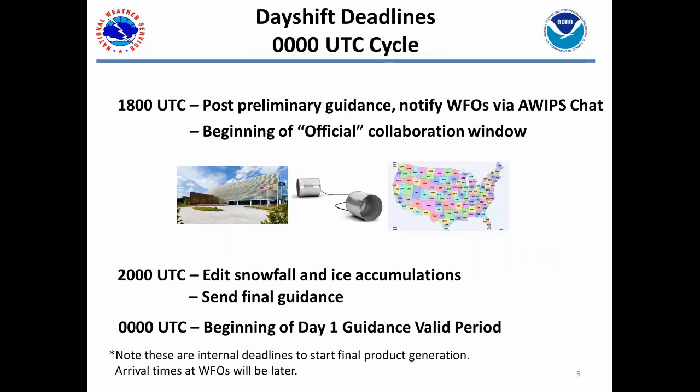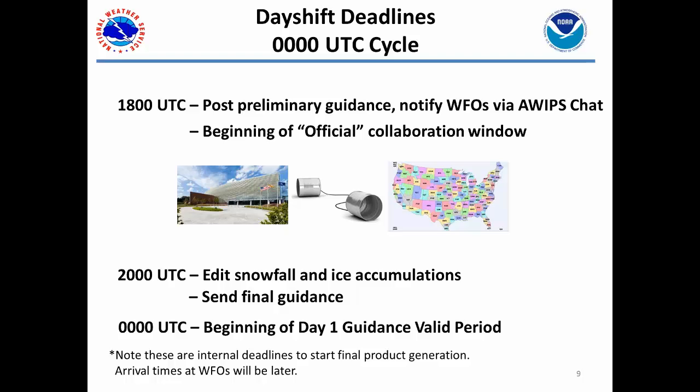So now that I've given an overview of how we arrive at our deterministic grids, I'll talk a bit about the timeline for our day shift and night shift. The first important time for our day shift, which is responsible for preparing the 0Z issuance of our products, occurs around 18Z. This is when the forecaster will post the preliminary guidance and notify WFOs via AWIPS chat that the guidance has been sent. We also say that this marks the beginning of the official collaboration window. However, we would like to stress that collaboration does not have to be limited just to this window. Collaboration can actually occur at any time throughout the forecast process.